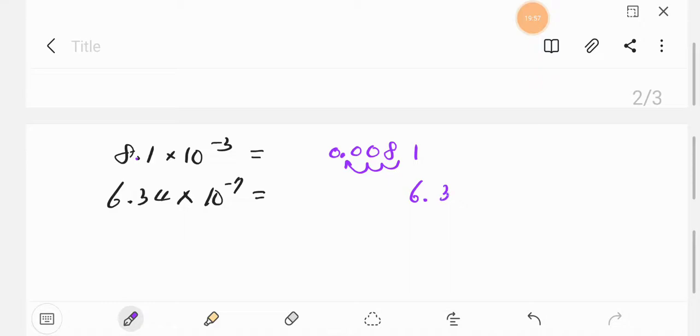Next one is 6.34, right? The exponent is negative 7, so make this number smaller. So the decimal point must move to the left. So why don't we put 7 zeros? And then move the decimal point to the left 7 places. 1, 2, 3, 4, 5, 6, 7. So the decimal point moves up here, and then remove this. So this is the number in standard form.